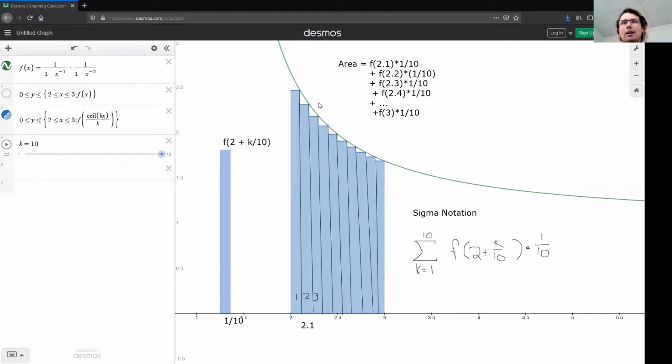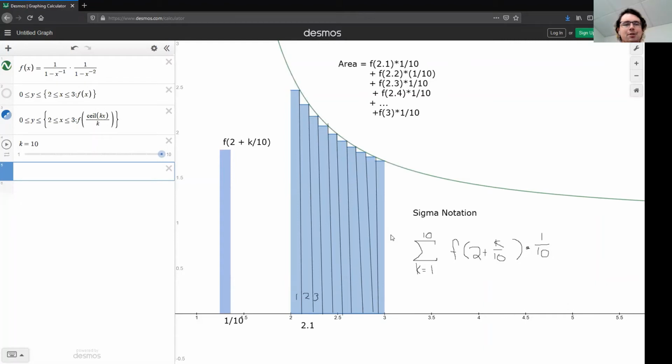Now, I wanted to find the area of these rectangles here. And fortunately enough, most graphing calculators are able to calculate these kinds of sums for us. Calculators are very fast at adding things together and multiplying things together. Those are some of the things that computers are the best at doing.